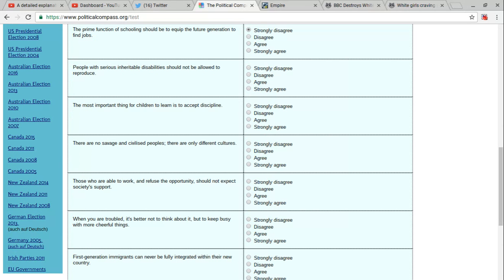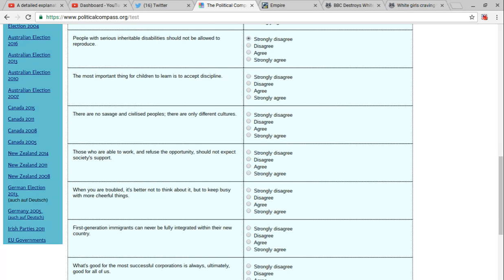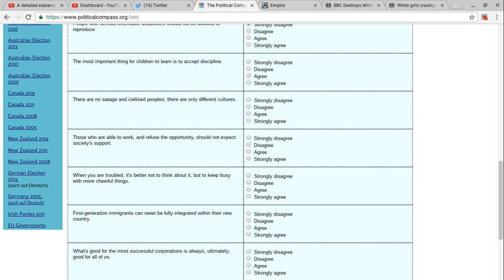People with serious inheritable disabilities should not be allowed to reproduce. So we're doing the T4 program from Nazi Germany again, man. Yeah, fellow Germans, this citizen costs you 2,500 Reich marks a year. That's your money. We should euthanize these people. For those who don't understand, that was actually a poster that Nazi Germany had for the fucking T4 program. They were like, we got to kill these people because they're taking your tax dollars. That's literally what they had publicly displayed. It's Nazi Germany, so, shit, they've done worse. The most important thing for children to learn is to accept discipline. I disagree.